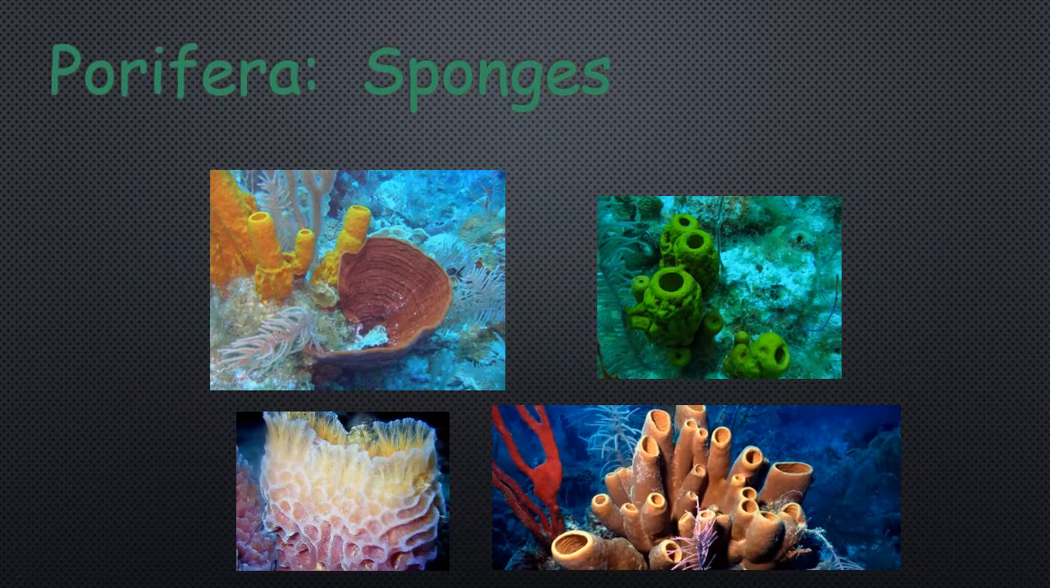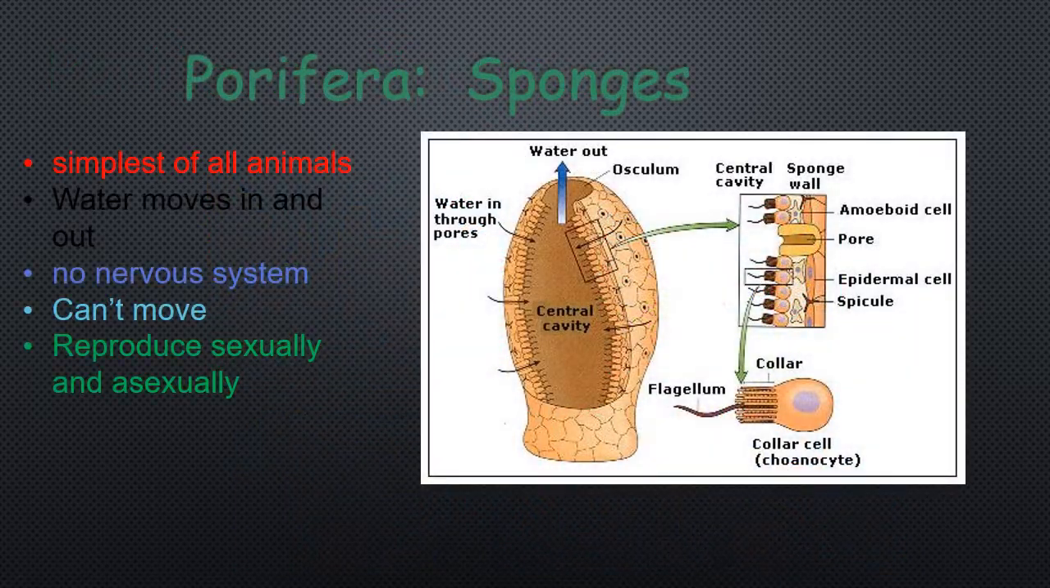So we're just going to briefly go through each of our phylum of our invertebrates. Our first one is phylum Porifera, and these are our sponges. We can see some different pictures there of sea sponges. They are the simplest of all animals. Water moves in and out. They have no nervous system. They are sessile when they're adults, which means they can't move. And they reproduce both sexually and asexually.